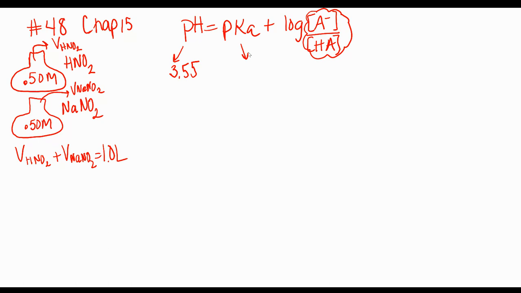Okay, so for HNO2, the Ka is 4.0 times 10 to the negative 4. And at this point, you should know how to do your pKa's. Hopefully that's easy now, just negative log.